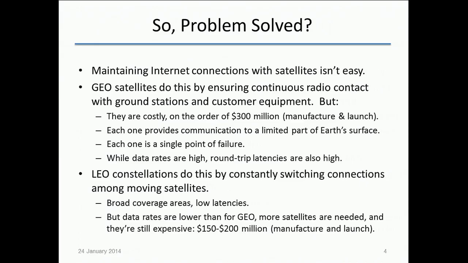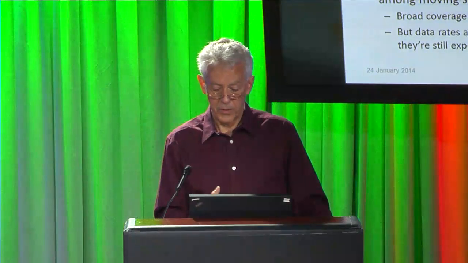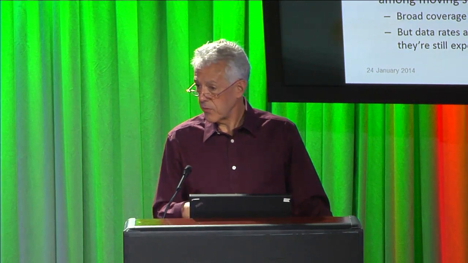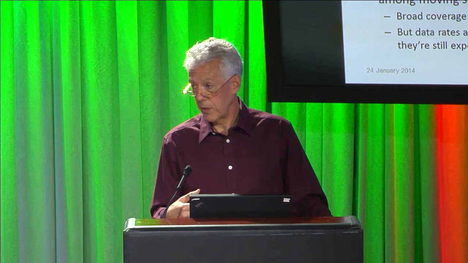Each one is a single point of failure because they're expensive. You don't have an awful lot of them. If one of them goes down, then that's a large part of your infrastructure that is now not working. And while the data rates over geosynchronous connections are very high, the round-trip latencies are also high because they're in such high orbits. A mitigation for this is to use low Earth orbiting satellite constellations.